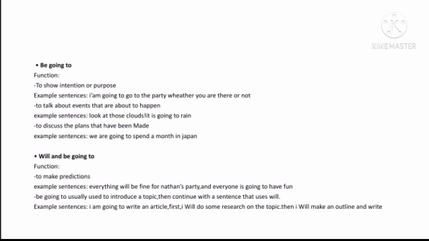Be going to. Function: A. To show intention or purpose. Example sentence: I am going to go to the party whether you are there or not. B. To talk about events that are about to happen. Example sentence: Look at those clouds. It is going to rain. C. To discuss plans that have been made. Example sentence: We are going to spend a month in Japan.